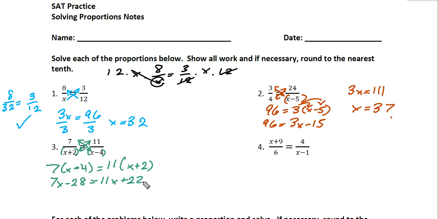And now we need to get our constants on one side and the variables on the other side. So that's up to you how you do that. I'm going to get rid of the 7x, so subtract 7x on both sides. So that would leave a 4x on the right side there. And then if the x's are on this side, I need to get all the constants on the other side. So subtract 22. And we get negative 50. So 4x equals negative 50, and we can divide by 4. And remember, this says if necessary, round to the nearest tenth. So negative 50 divided by 4 is negative 12.5.